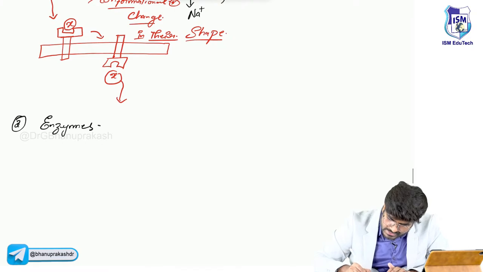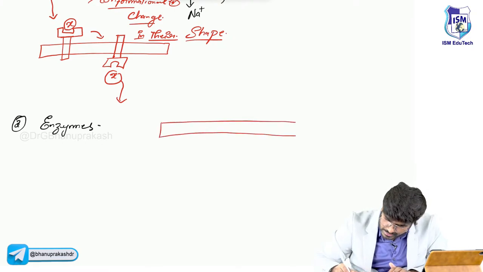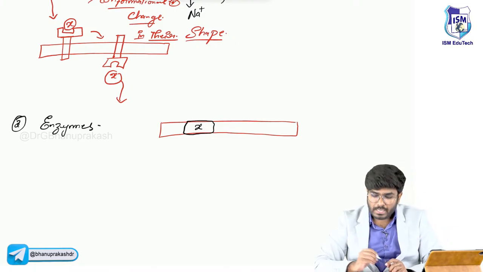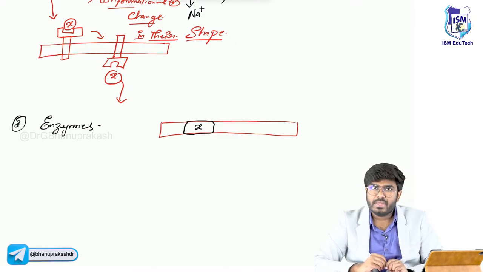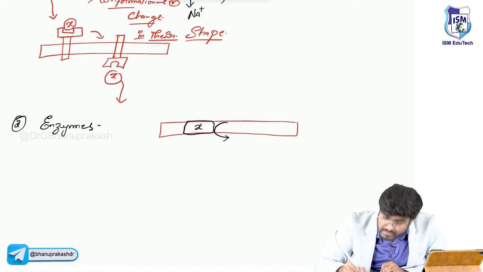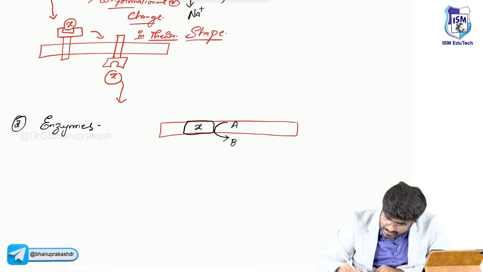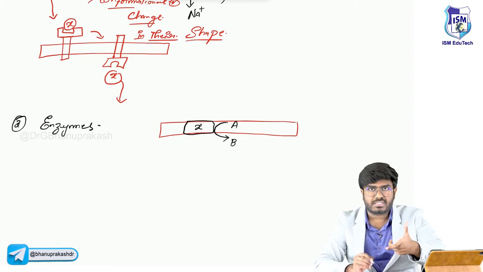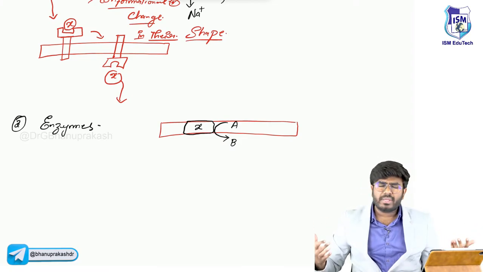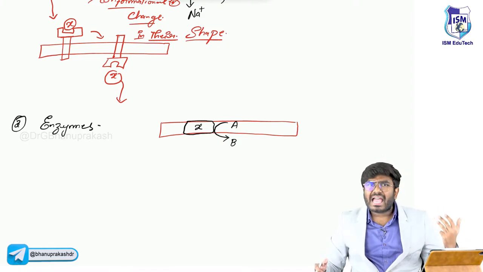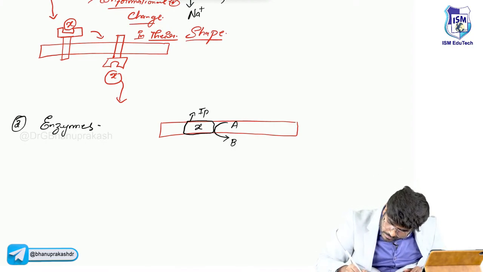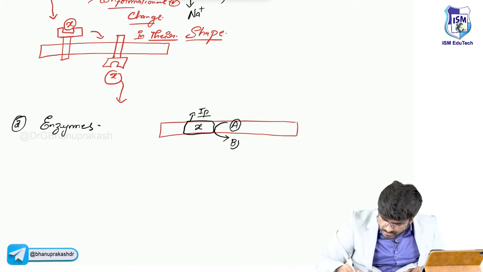What do I mean by enzymes? Look, this is a cell membrane, and in this cell membrane there is this integral protein present. Now this integral protein will convert substances. It will do an enzymatic reaction. These integral proteins are involved in catalyzing reactions. So integral proteins can be enzymes, channels, or carriers. What is it doing? Converting a substance A into a substance B.